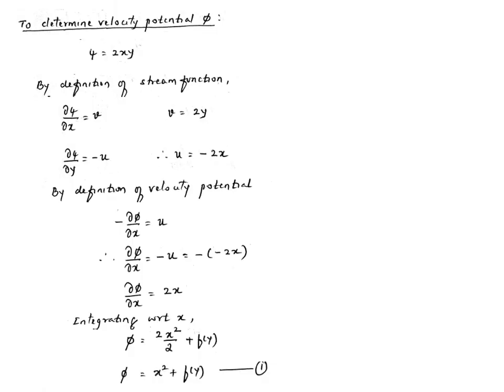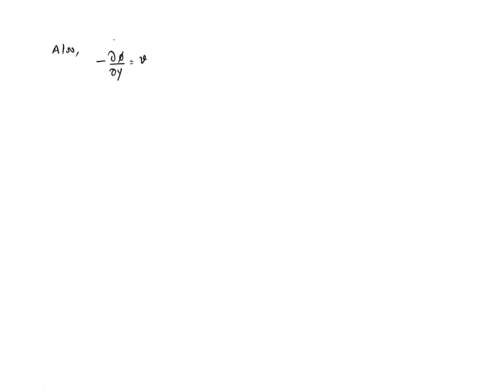Now we can use the other definition of velocity potential. Negative derivative of phi with respect to y is v. So dou phi by dou y is minus v, but v is given, which is 2y, so it will be minus 2y. You integrate this with respect to y, and you will get another answer for phi, which is minus 2 times y square by 2 plus a function of x.